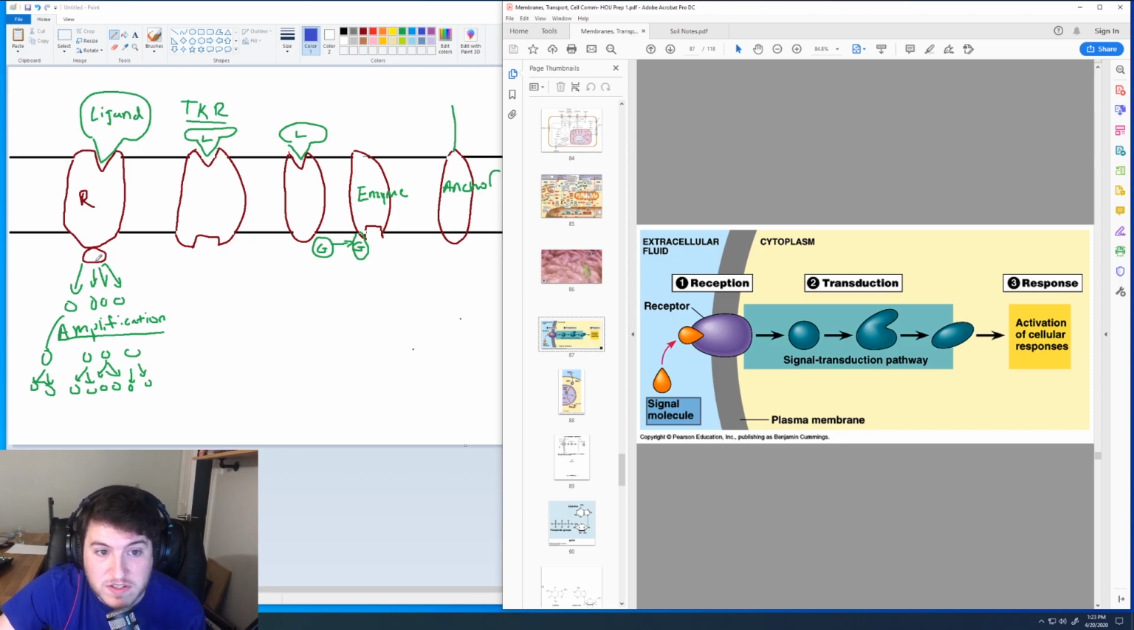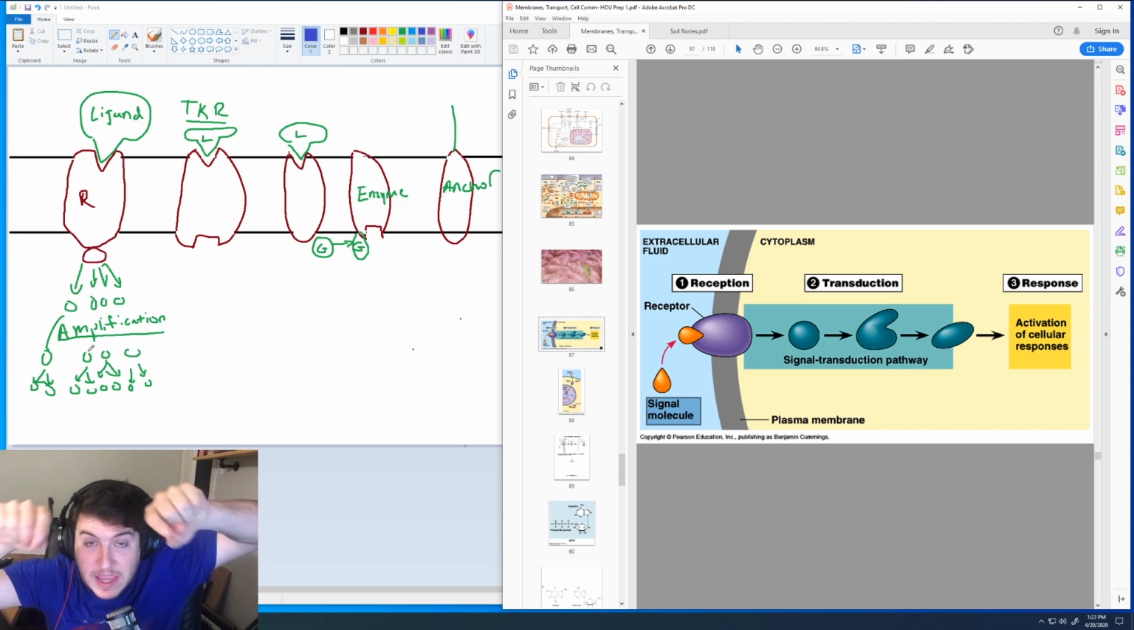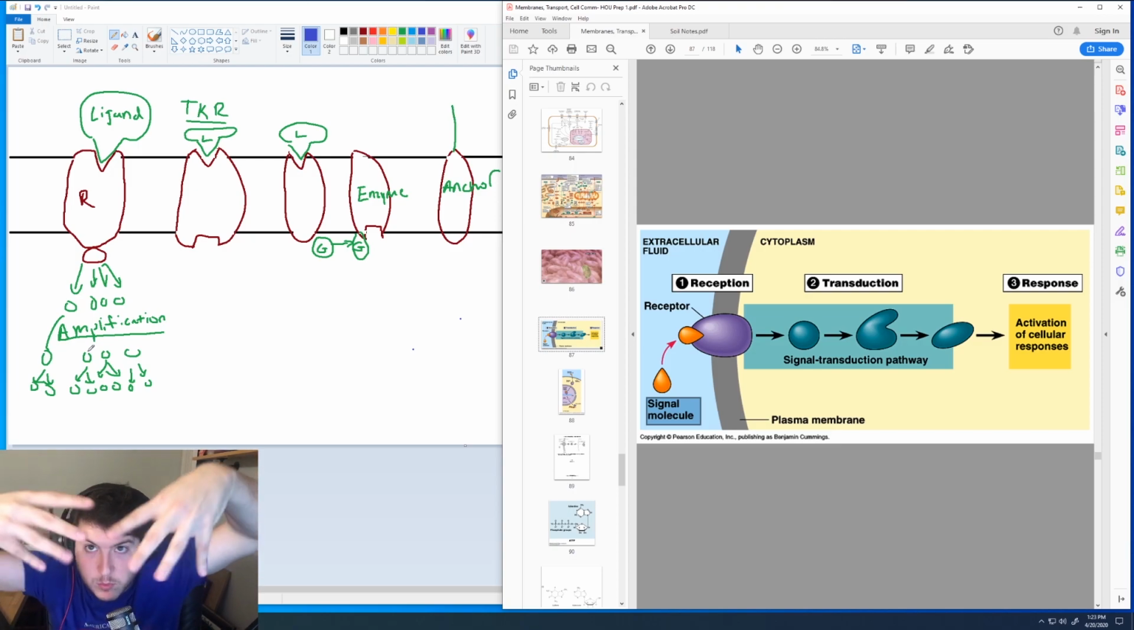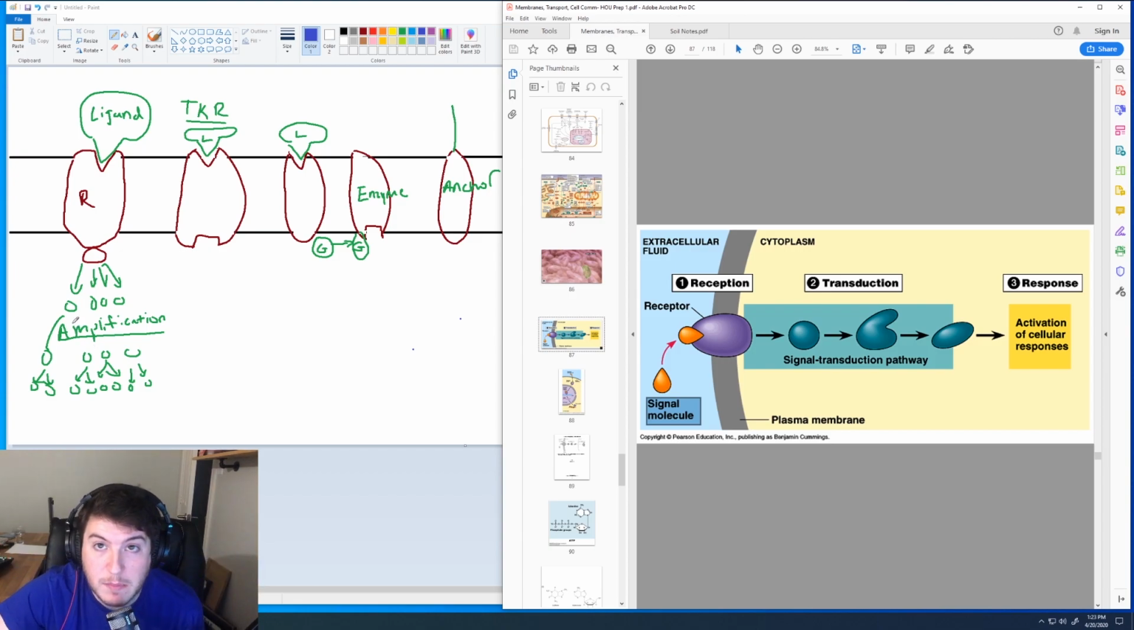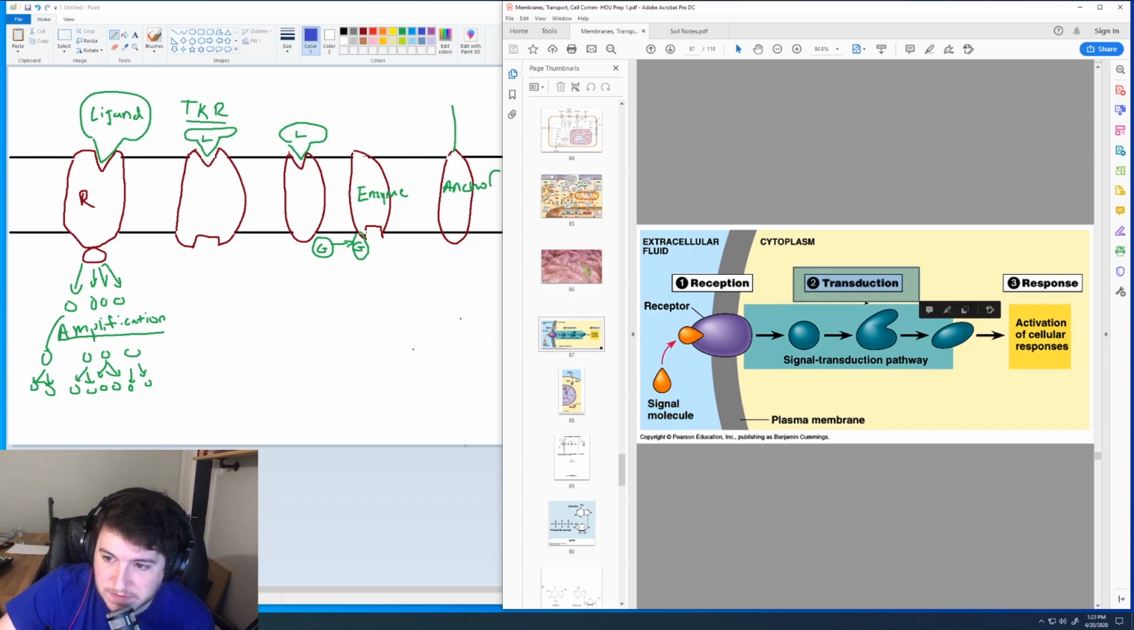It's not just one protein activates another protein, activates another protein. It's one protein activates 4, and then each one of those activates 4 more, and then each one of those activates 4 more, and we just get this big, long amplification. That step is called transduction, where this group of proteins will activate this group of proteins, will activate this group of proteins. And then our last step is our response.